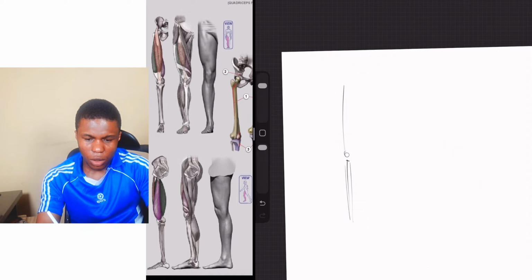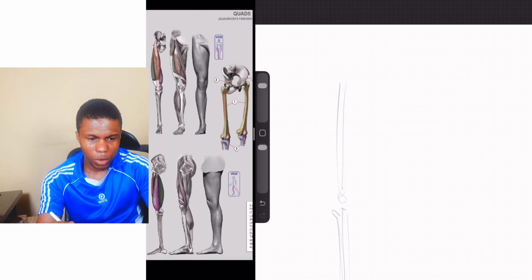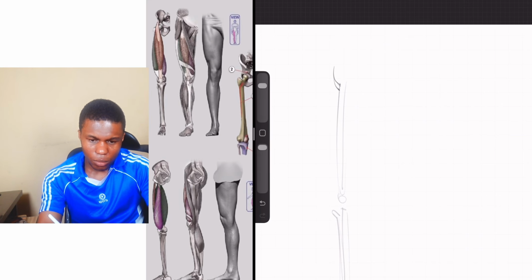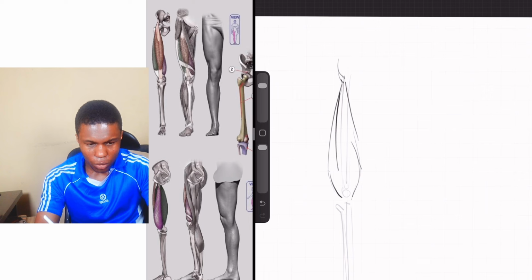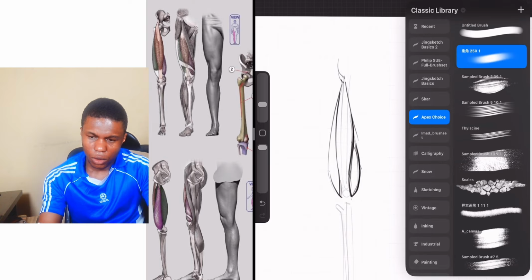So we have our bones here, our femur and tibia, and our fibula, bones, I mean. And then you add the main muscles that they're talking about. So you can see how usually I'll draw the entire form of the muscle. And then I break it down. And then I look at it from different angles.